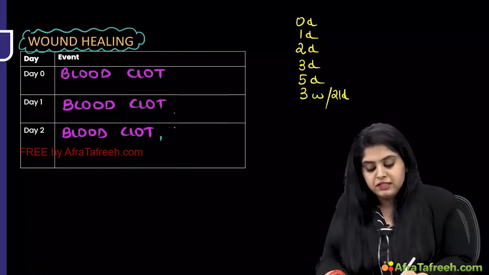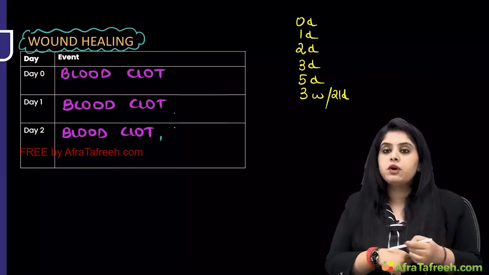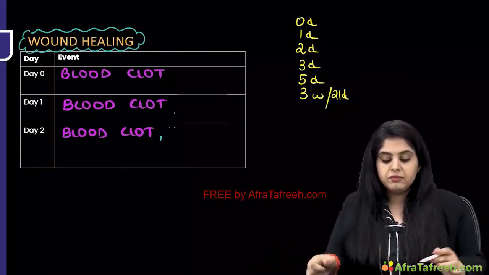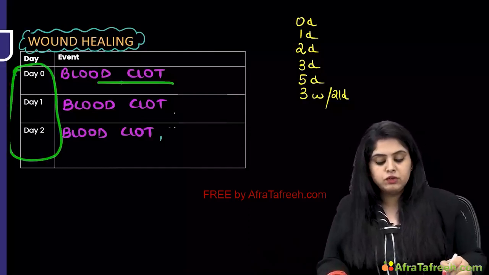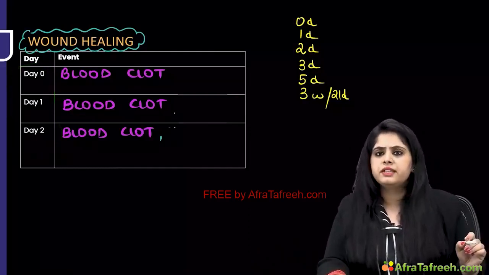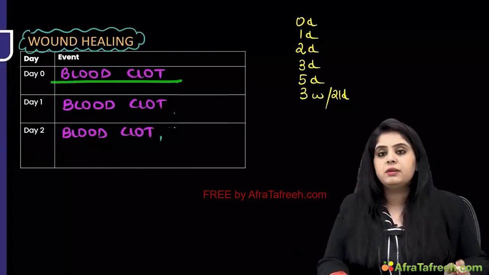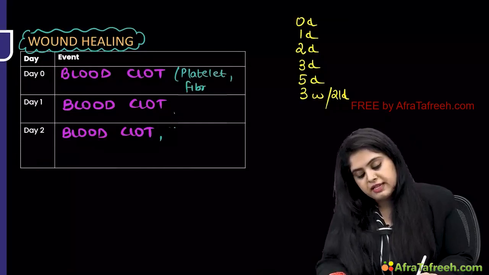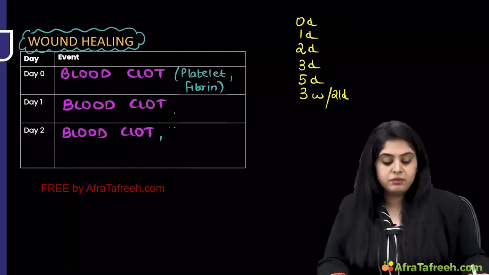So please note, what will happen on day 0? Someone got hurt. If you got a scratch right now, obviously what is going to happen is you will have a blood clot. So for the first 48 hours, 0, 1, 2, it will be a blood clot only. But on the first day only a blood clot will form. What is a blood clot made up of? A blood clot is made up of platelets and fibrin. First only the blood clot will be there.